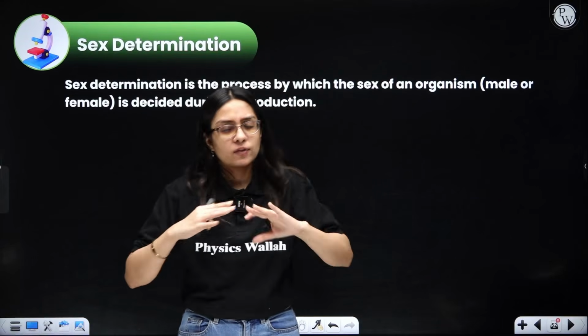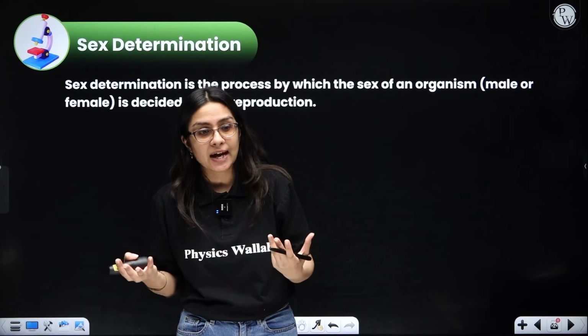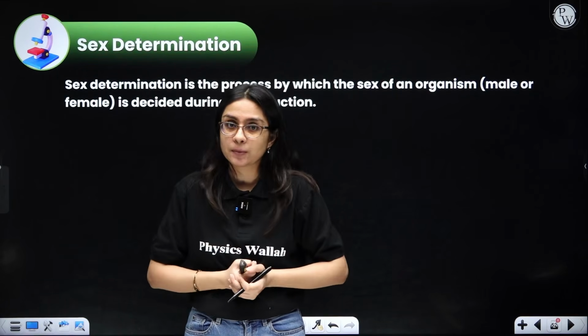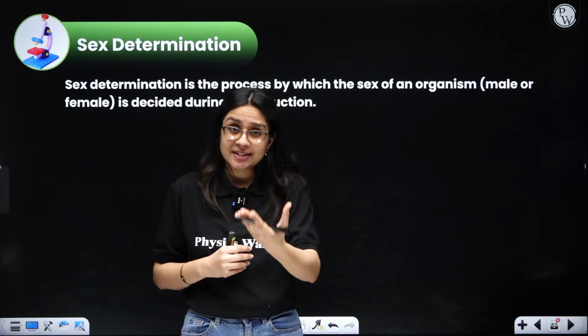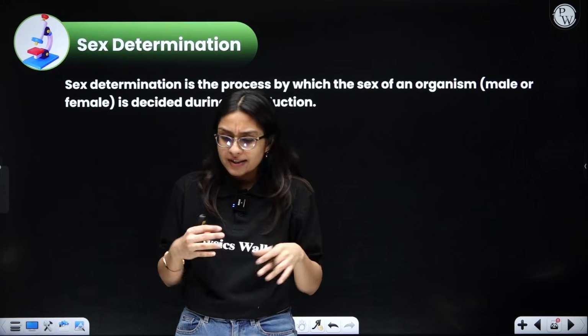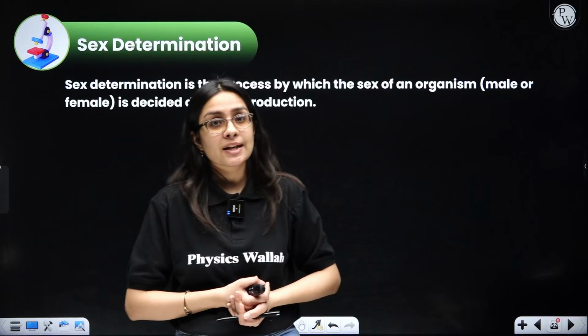Now, there are different ways in which sex is determined in different organisms. In some organisms, the temperature, their environmental condition, decides the sex of the particular organism. If the temperature changes, the sex of the organism also changes. Yes, it might be very surprising, but it is true. So, external factors decide what is going to be the sex of the organism. But that is not the case in humans.